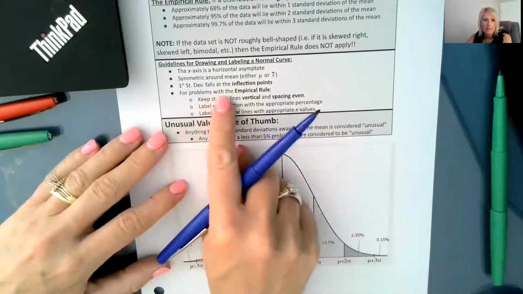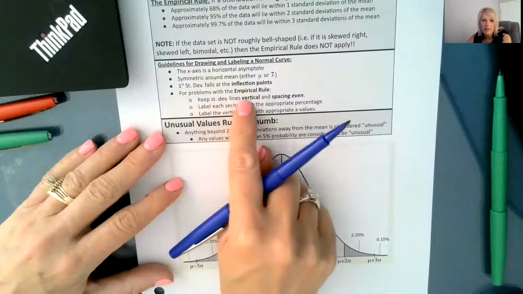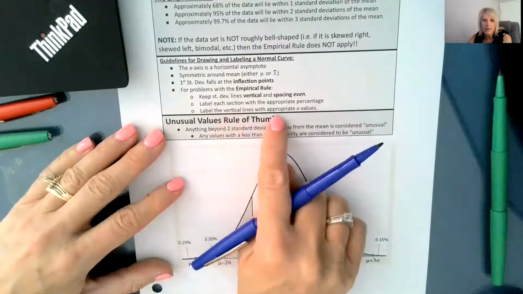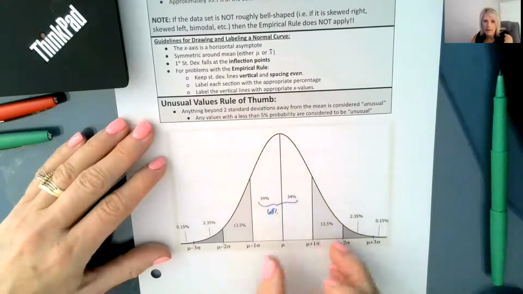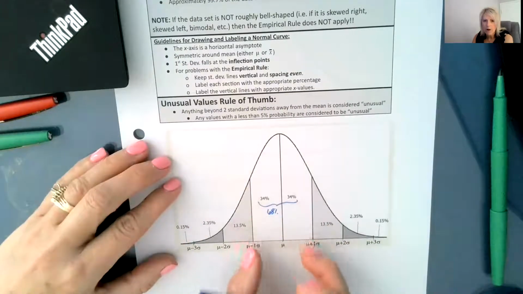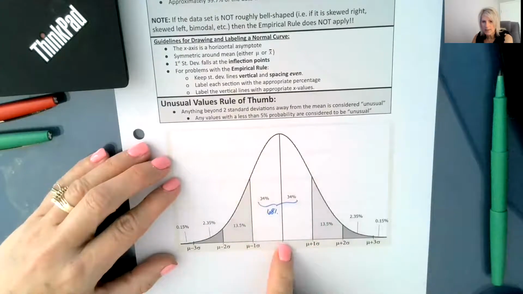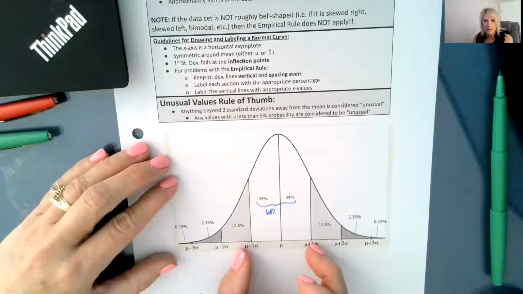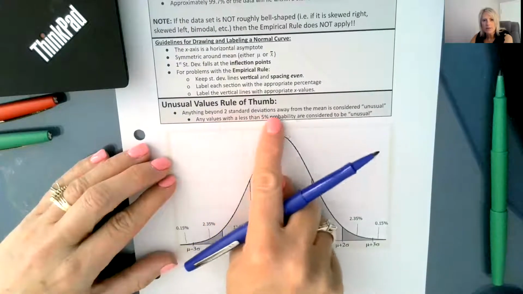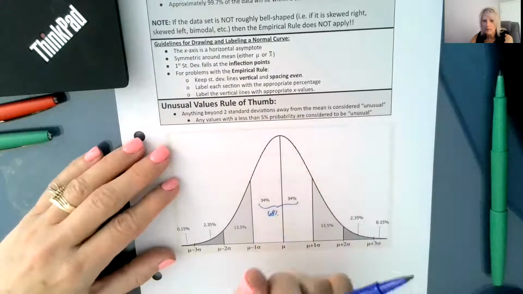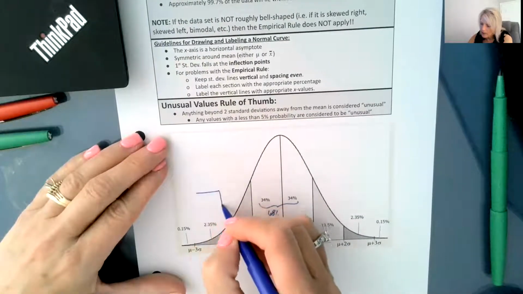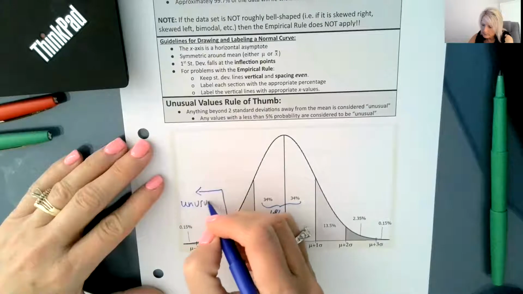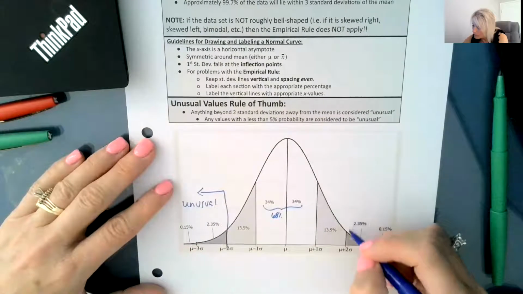For problems with the empirical rule, keep the standard deviation lines vertical and spacing even. Label each section with the appropriate percentage and label the vertical lines with appropriate axis labels. So 68% of the data will fall within these boundaries. These are boundaries. Once we take the mean and subtract a standard deviation, that's a boundary on the left. And when we add a standard deviation, it's a boundary on the right. It says anything beyond 2 standard deviations away from the mean is considered unusual. That's going to be our rule that we're going to use. So I usually mark the 2 standard deviations out here, and I just mark it for myself and say that's unusual. And then I do the same over here.